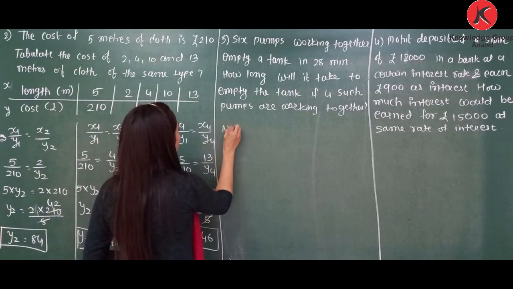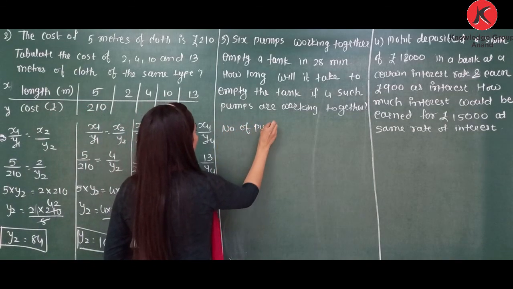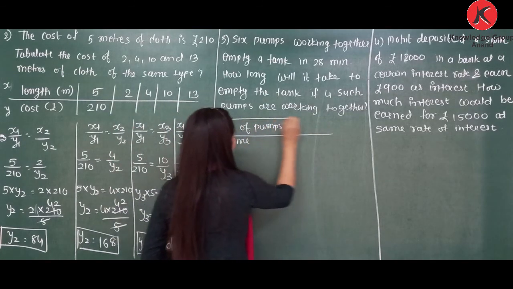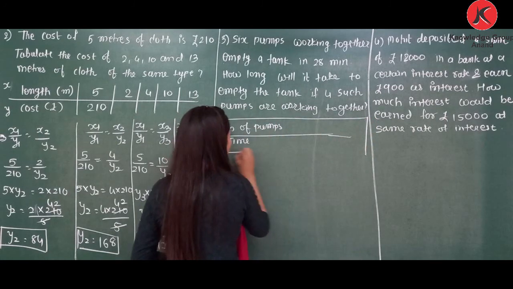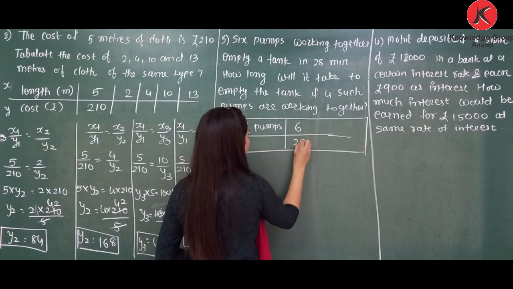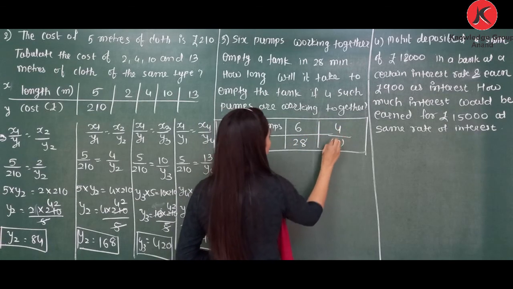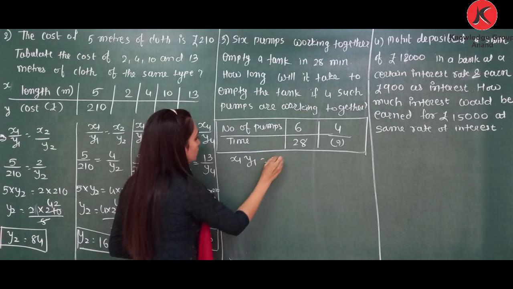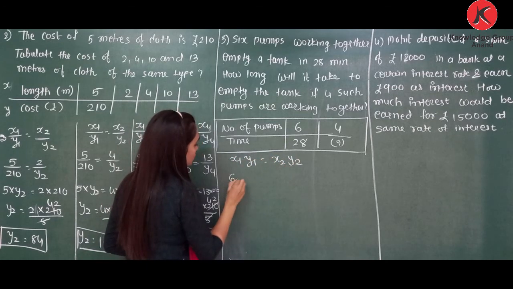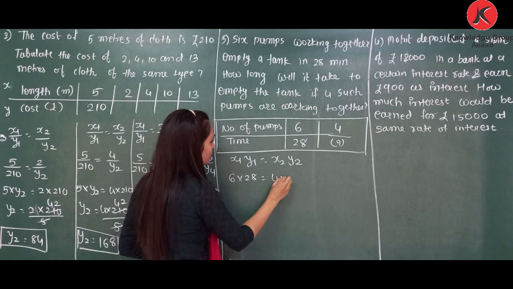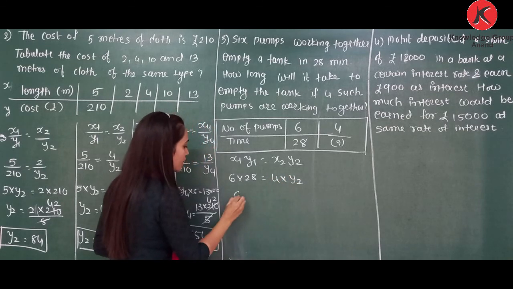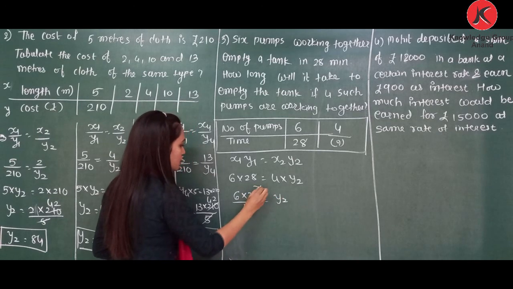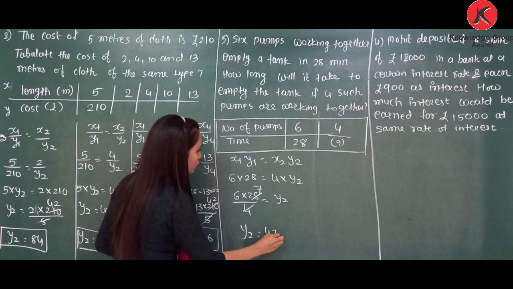So we can write number of pumps and time. When 6 pumps are working, time is 28 minutes. So when 4 pumps are working, what is the time? Inverse proportion, so x1 y1 is equal to x2 y2. 6 multiplied by 28 is equal to 4 multiplied by y2. Take 4 and divide. 7. So y2 is equal to 42.